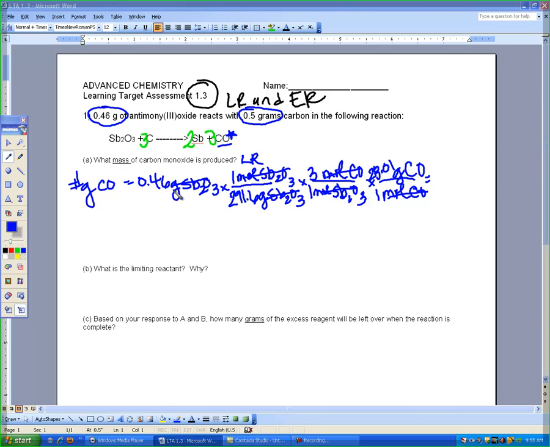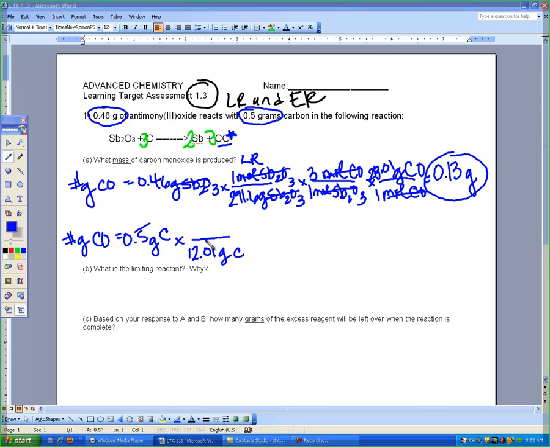So let's see what that comes out to be. 0.46 divided by 291.6 times 3 times 28.01. That gives me 0.13 grams. Okay, so I'm not done yet because I have to double check and see how much is made with the carbon information. So I'm going to see how much carbon monoxide could be made with 0.5 grams of carbon now and compare those two. So 12.01 grams of carbon in 1 mole. That's easy since it's just an element.